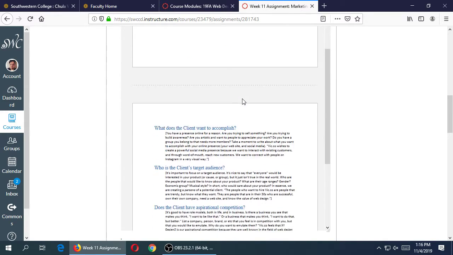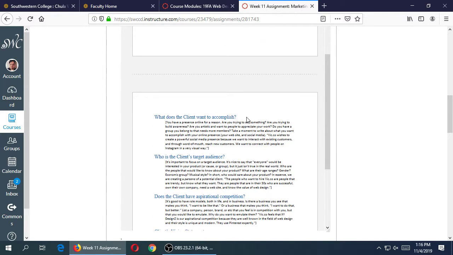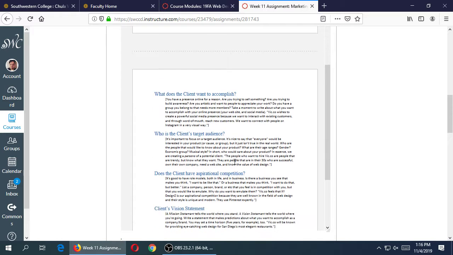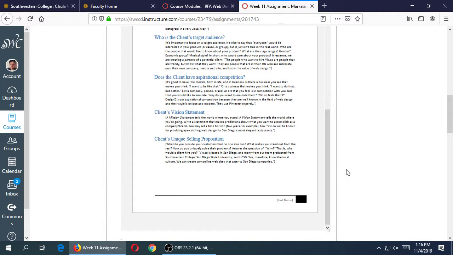And then you're going to be asking them these things. What does the client want to accomplish? Then there's an example and an explanation. You're going to be interviewing your partner to figure these questions out about what their business is about, who their target audience is, who would care about their website, what their vision statement is, and so forth.